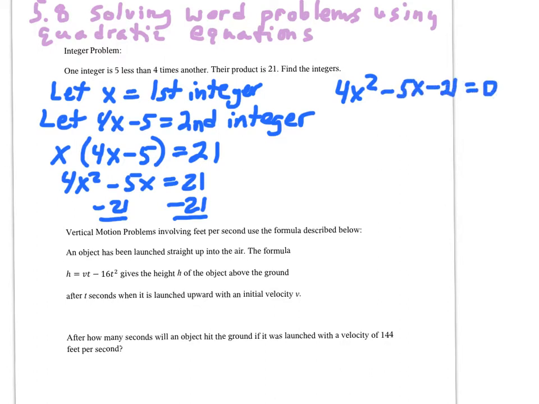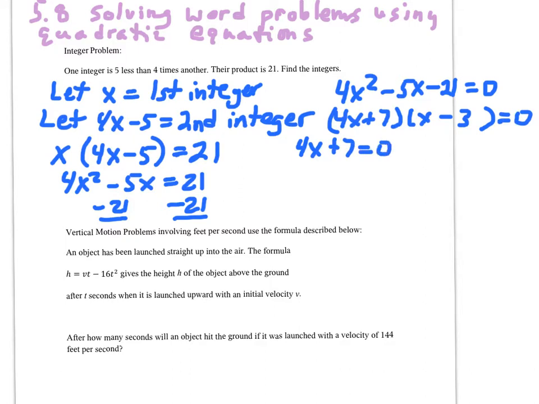Now I was playing around with the factoring of this before, and I got that the factoring of this one is 4x and x, and minus 3 and plus 7. Yeah, that works. Okay, now when I use factoring to solve by the zero product property, I've got 4x plus 7 equals 0, or x minus 3 equals 0.